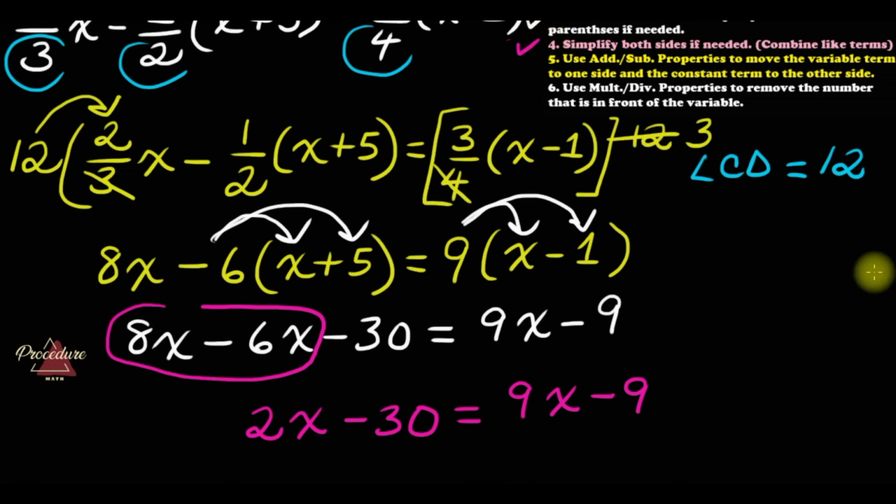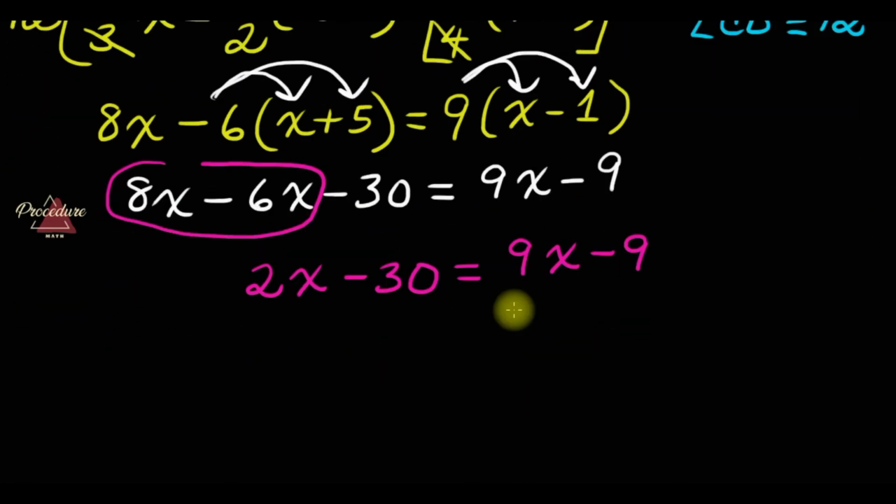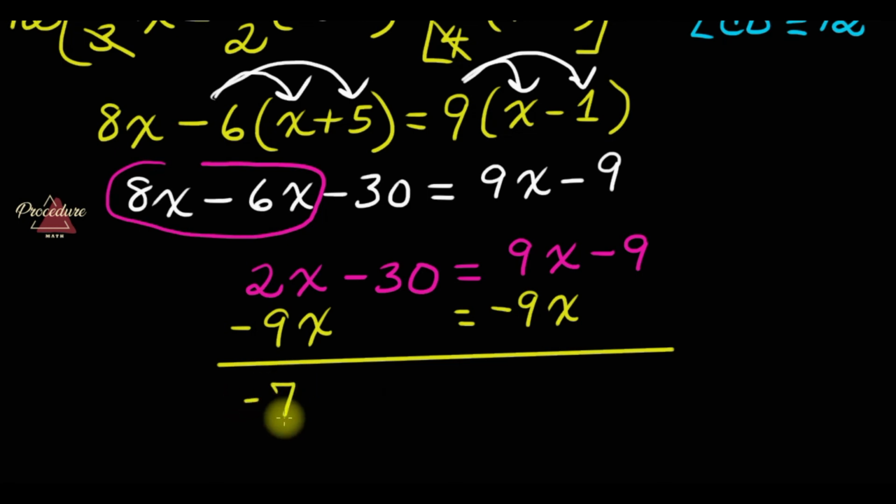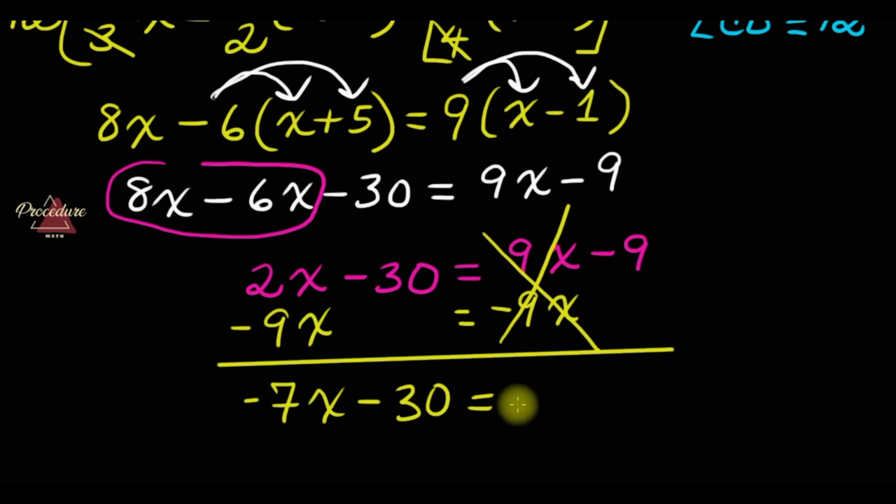And then step 5 is to use the addition property to get the variable on one side and the constant term to the other side. So I'm going to get rid of this positive 9x, so that is to minus 9x. So if I do it to the right, I gotta do it to the left, minus 9x. So here we have negative 7x minus 30, and then positive 9x with negative 9x is gone. And then you bring down the negative 9.